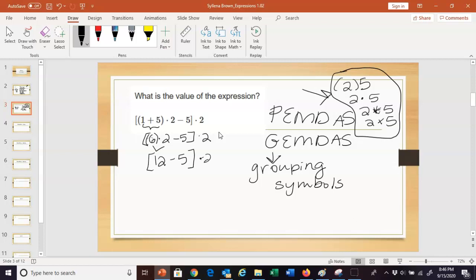And then I'm just going to bring everything down. All right, now working with this grouping symbol here, we have 12 minus 5. And that is 7. We'll bring down the times 2, and you get 14.